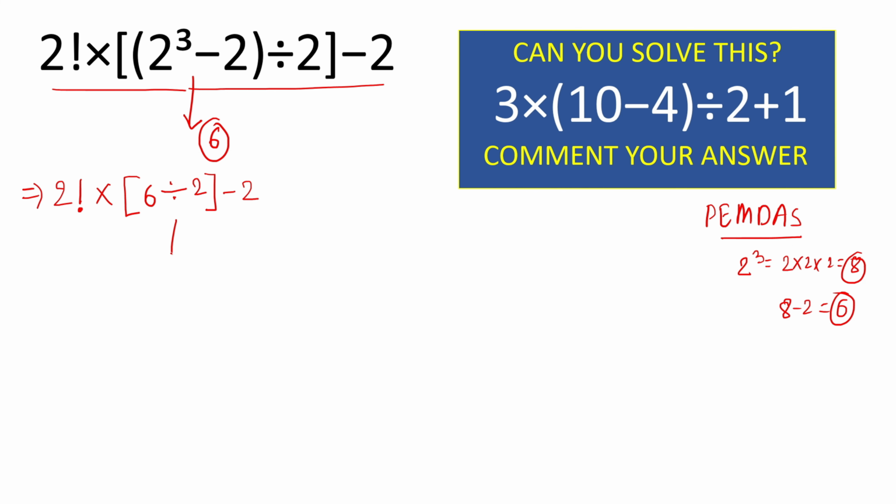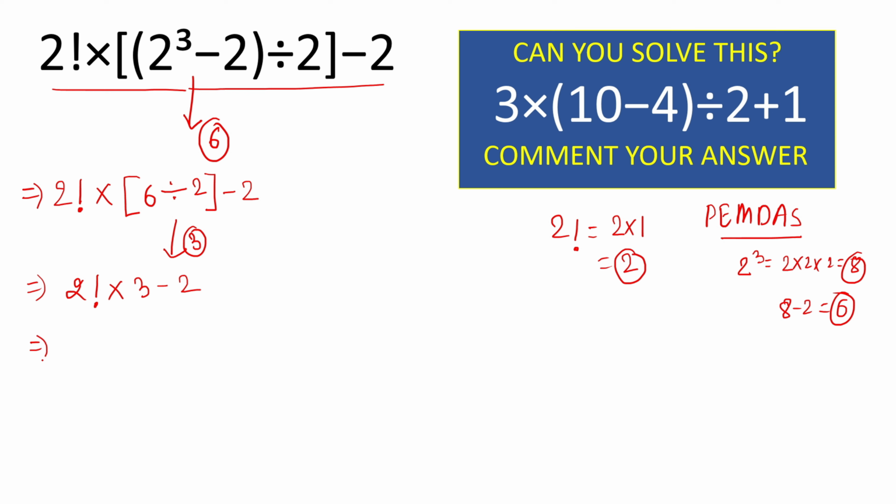Now again, we have to solve this part. 6 divided by 2 equals 3. So we can write 2 factorial times 3 minus 2. Now here we will solve the next, 2 factorial. 2 factorial is nothing but 2 times 1, which equals 2 here.